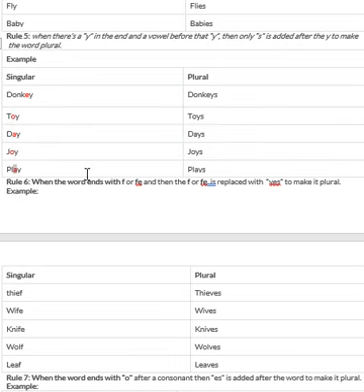I hope you have understood. Donkey, there is a y in the ending, but before y there is a vowel. As there is a vowel before y, we will put only S to make it plural. Donkey becomes donkeys. Toy becomes toys. Day becomes days. Joy becomes joys. Play becomes plays.